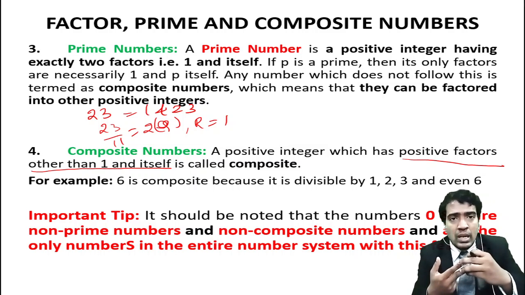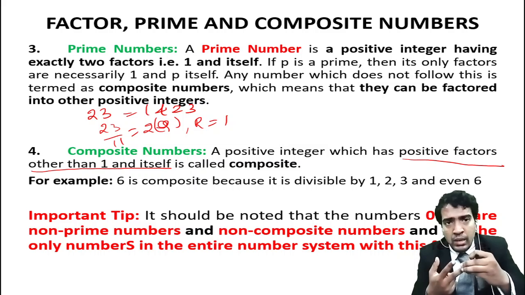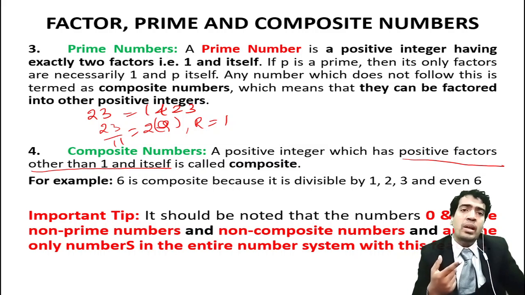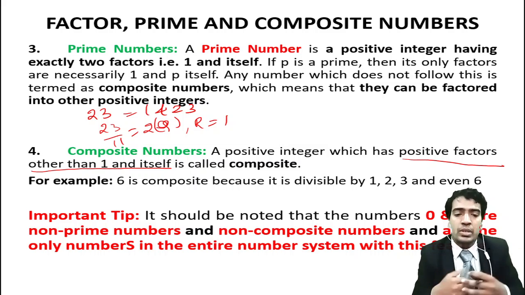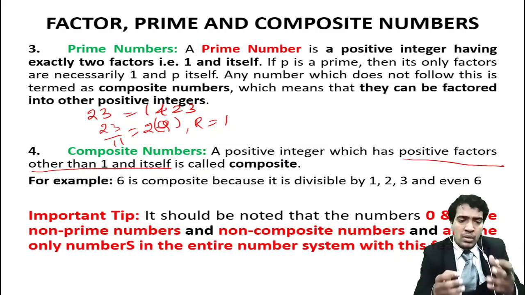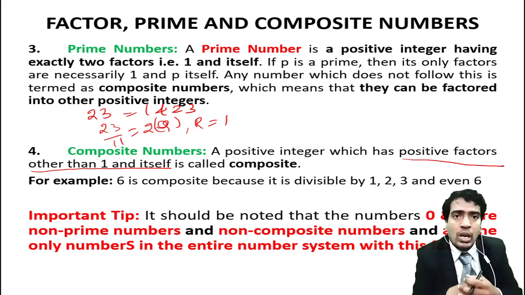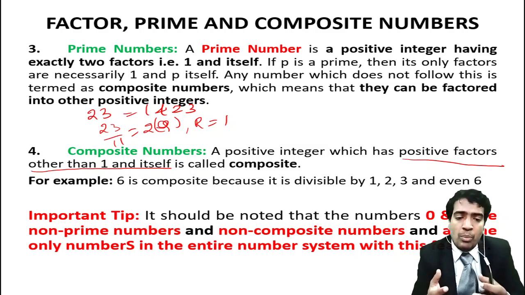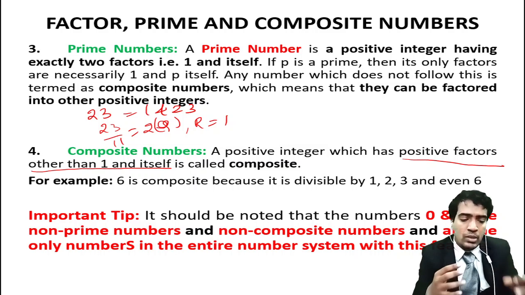So the essential condition is that 1 should be a factor, and the number itself should be a factor of itself. In addition to that, there should be other factors. Then you call it a composite number. Now let us look at the examples of why 0 and 1 are not called either composite or prime.